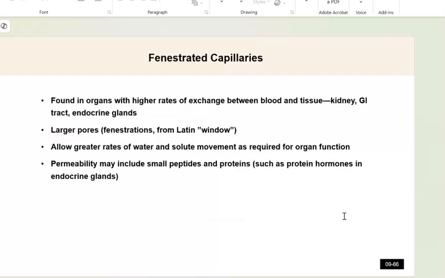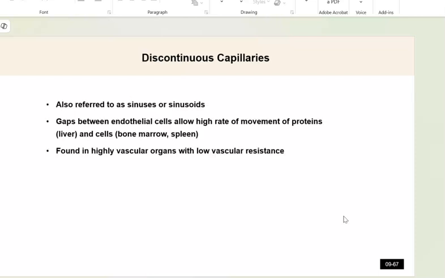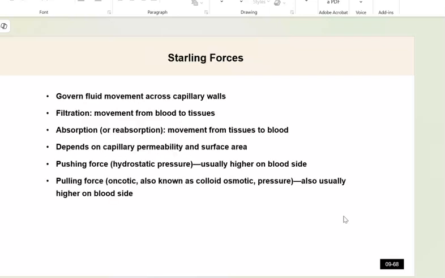The fenestrated capillaries allow greater rates of water and solute to move as required for organ function, and they can promote permeability of small peptides and proteins. And then the discontinuous capillaries are the sinuses or the sinusoids, and these have bigger gaps and a discontinuous basement membrane. This tends to be found in the liver, bone marrow, and the spleen. Also, they are found in highly vascular organs with low vascular resistance.